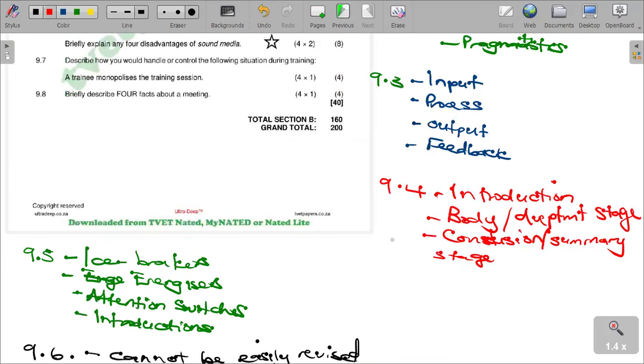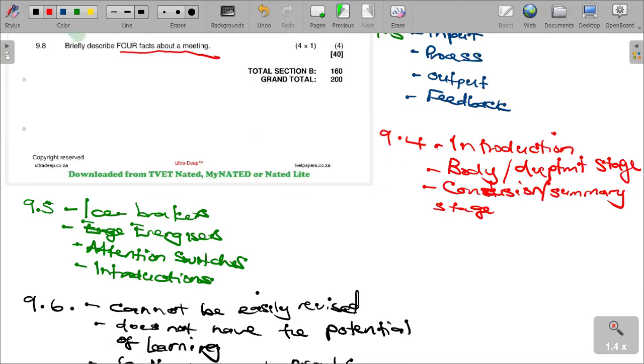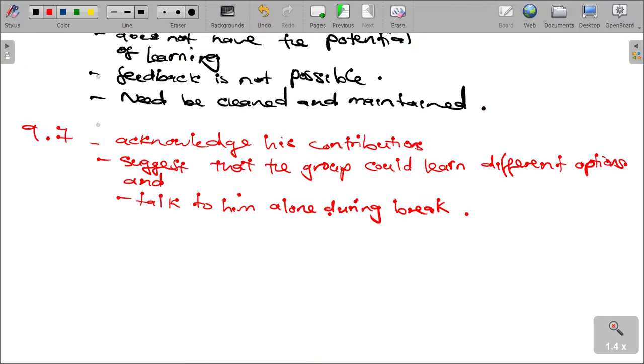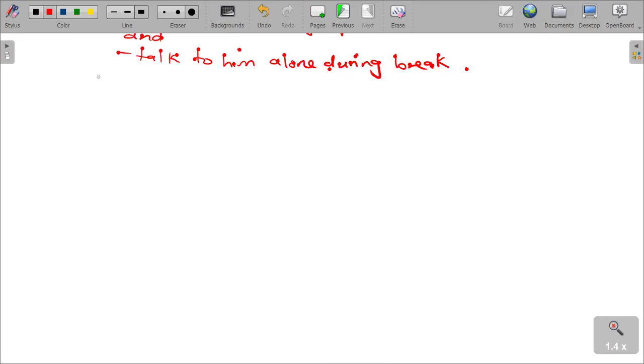Let's move on to the last question. Briefly describe 4 facts about a meeting. A meeting is a get-together whereby interested parties or persons take part in it. And a meeting can be public or private. A private meeting is one which only members can attend. It can be a public meeting whereby individuals, a group or the public can be invited. So, which is 9.8.